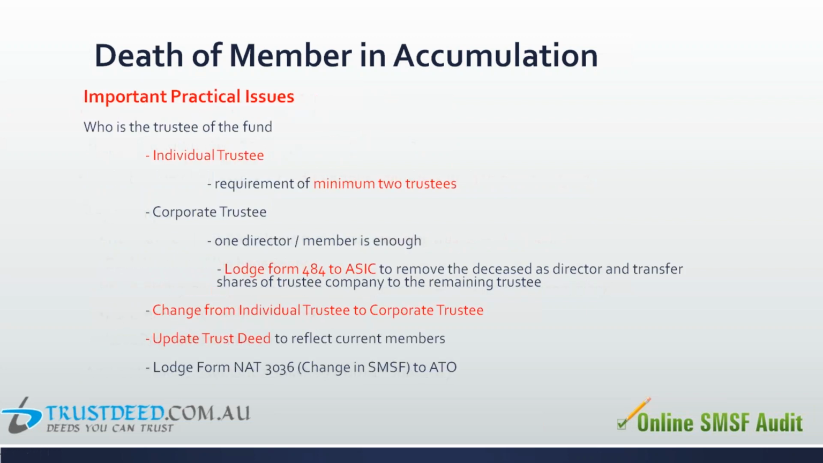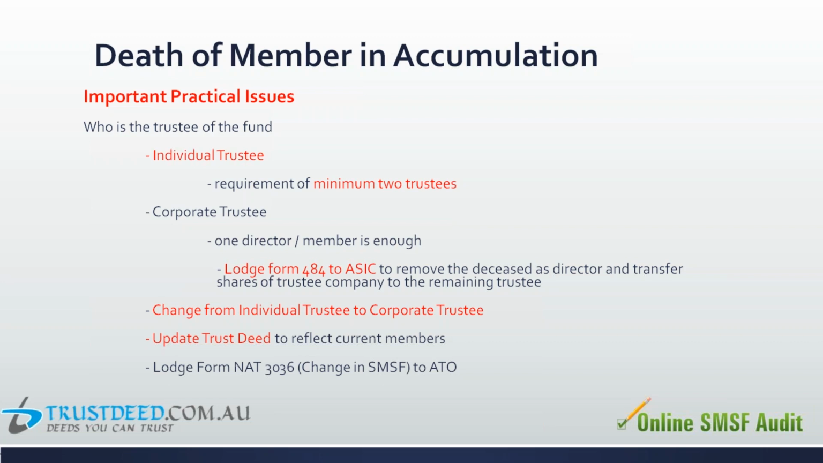Now, some other practical issues: if you have individual trustees, you had two trustees, one died. The second thing you need to do is that you must get another trustee who may not be a member of the fund. And if it's a corporate trustee, one director member is enough. So if you had two directors, one died, and you don't want to add another one, which I highly recommend that you do, in any case, that person has died.